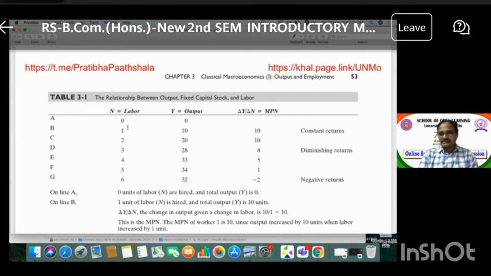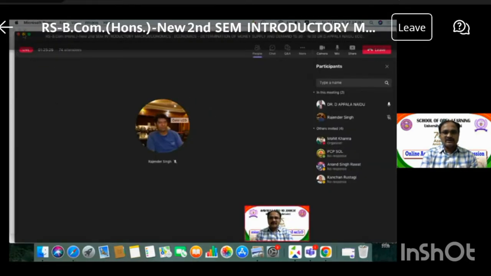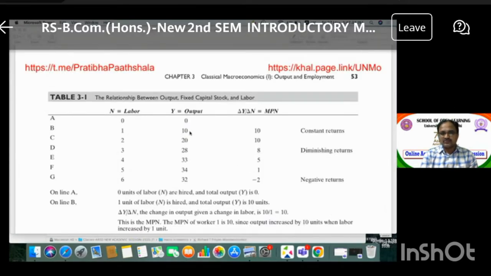First, in the initial stage, with zero labor, the output is zero. Obviously, we don't have the labor factor, and there is no output. If you add labor, one unit of labor, how much do you produce? Suppose 10 units of production take place. And if you add one more unit of labor, two units of labor, you produce 20. First keep it with these two columns. And if you add the third unit of labor, what is the output? The output is increasing to 28, obviously.